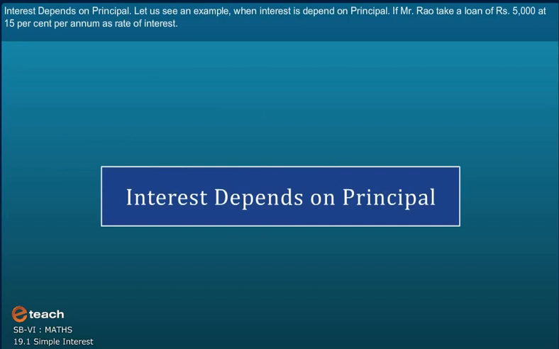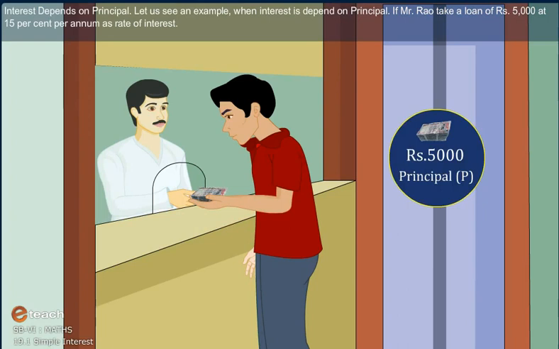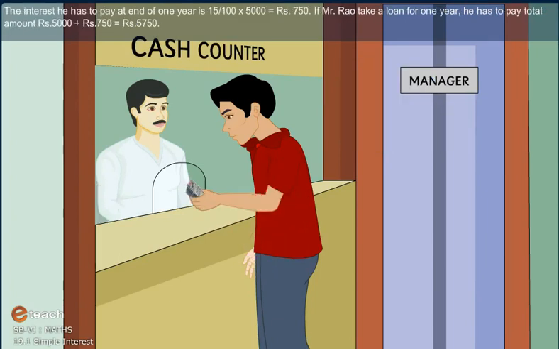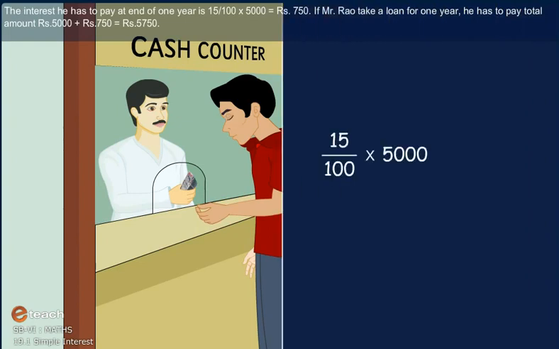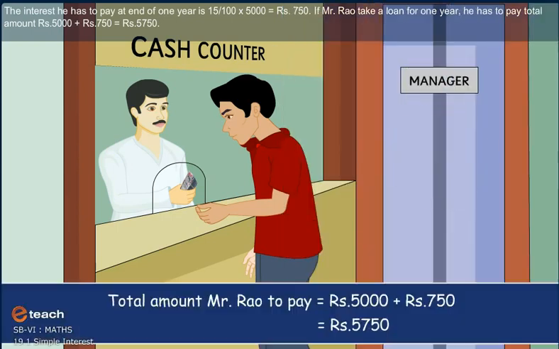Interest depends on principal. Let us see an example when interest depends on principal. If Mr. Rao takes a loan of rupees 5,000 at 15% per annum as a rate of interest, the interest he has to pay at the end of 1 year is 15 by 100 into 5,000, rupees 750. If Mr. Rao takes a loan for 1 year, he has to pay a total amount, that is rupees 5,000 plus rupees 750 is equal to rupees 5,750.